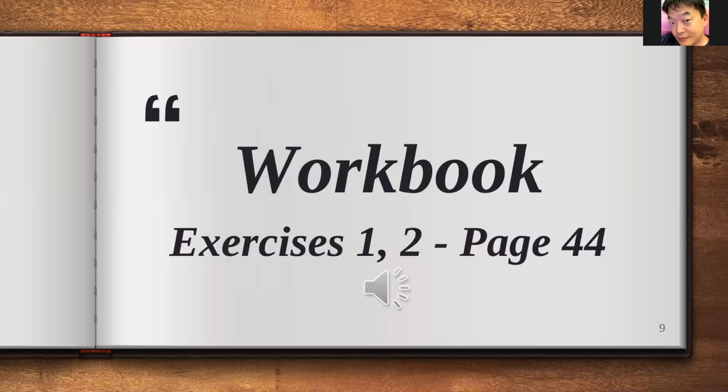That's the correct answer. Number 3, my eyes hurt. I should or shouldn't watch TV right now? The correct answer is I shouldn't watch TV right now. That's the correct answer. Number 4, your leg is very sore. You should or shouldn't get an x-ray? The correct answer is you should get an x-ray.